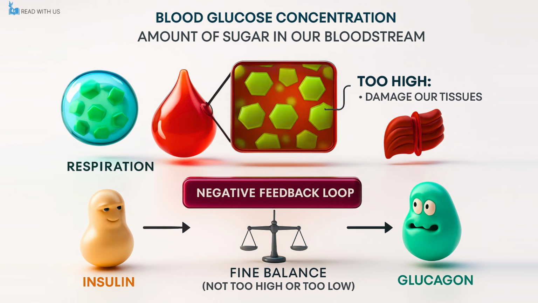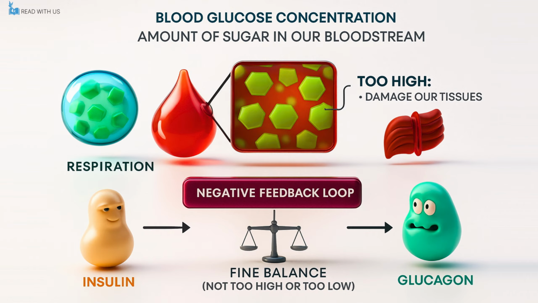In this video, we are going to explore how the concentration of glucose in our blood is carefully controlled by two very important hormones called insulin and glucagon, and by the end of the explanation, we will also understand how these hormones work together in a system known as a negative feedback loop.